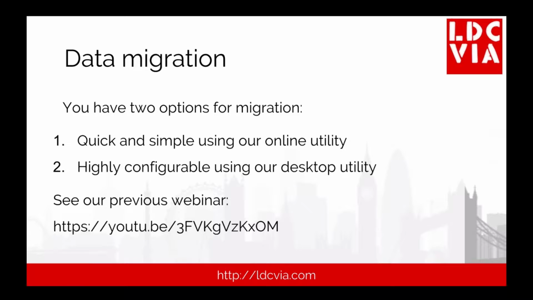So using this desktop tool, the second one, you can do a one-off migration, but you can also do a continuous update from Domino to LDC Via. That's a sort of trickle update. Or, and this is a coming soon feature at this point, do bidirectional synchronization between Domino and LDC Via and back again. That's replication, which is the word for that in the Domino world, right?